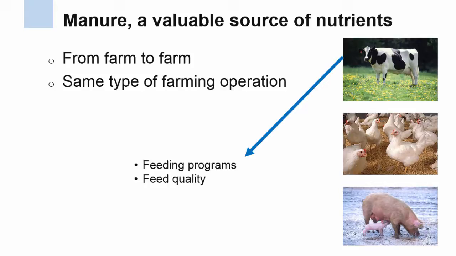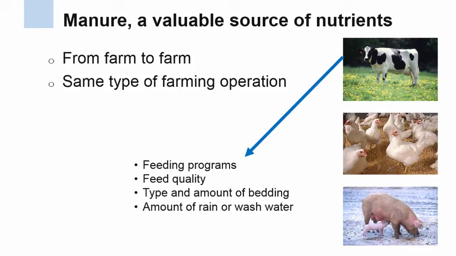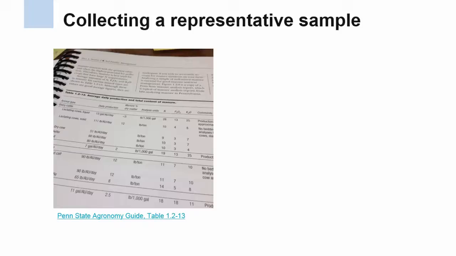Feeding programs, feed quality, type and amount of bedding, amount of rain or wash water, and manure storage, handling, and application all affect what nutrients are available to the animals and what will come out of the back end. While book values can be a good starting point, proper sampling and analysis is the only way to obtain farm-specific manure nutrient content values and avoid over and under application of nutrients.